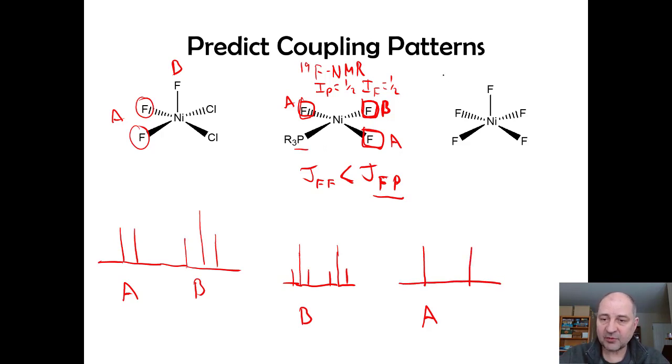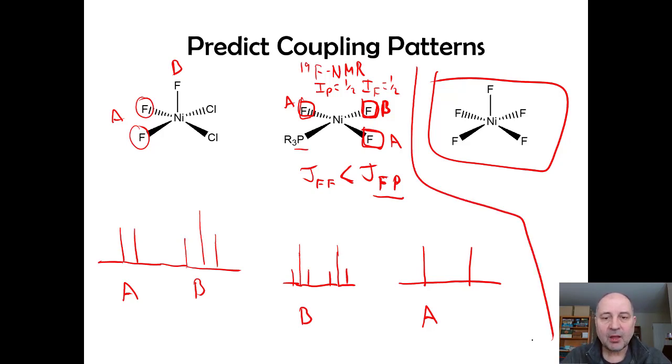I'm going to run out of space for this last one here, but I'll manage somehow. So this is still this one here. And then for signal A, we have only one other fluorine, so it's just going to be a doublet of doublets, right? So we have two nuclei that are going to split this signal A into a doublet of doublets.